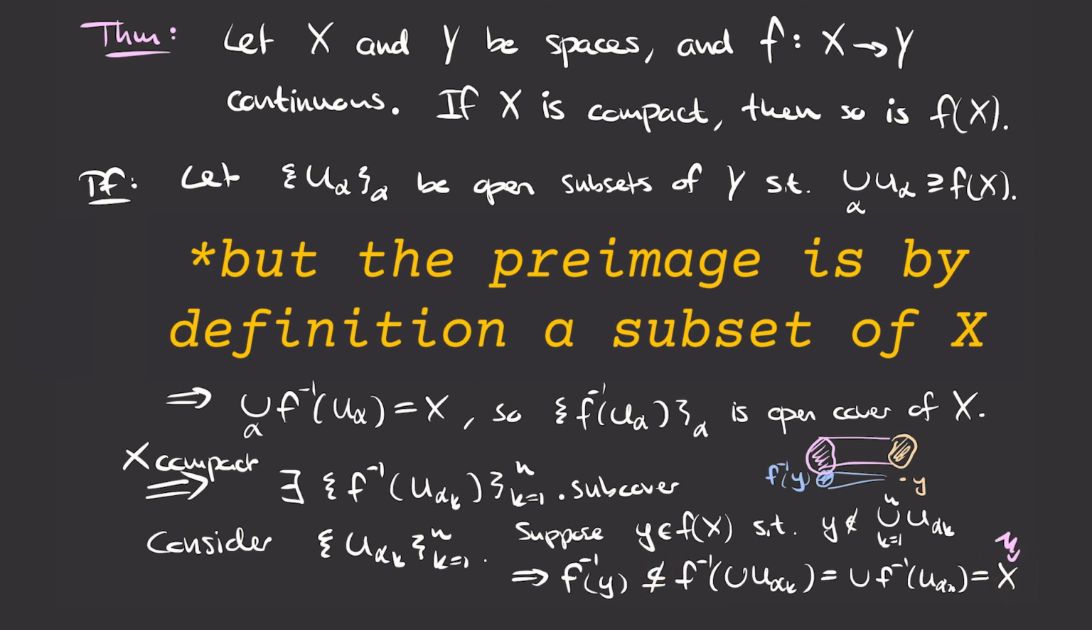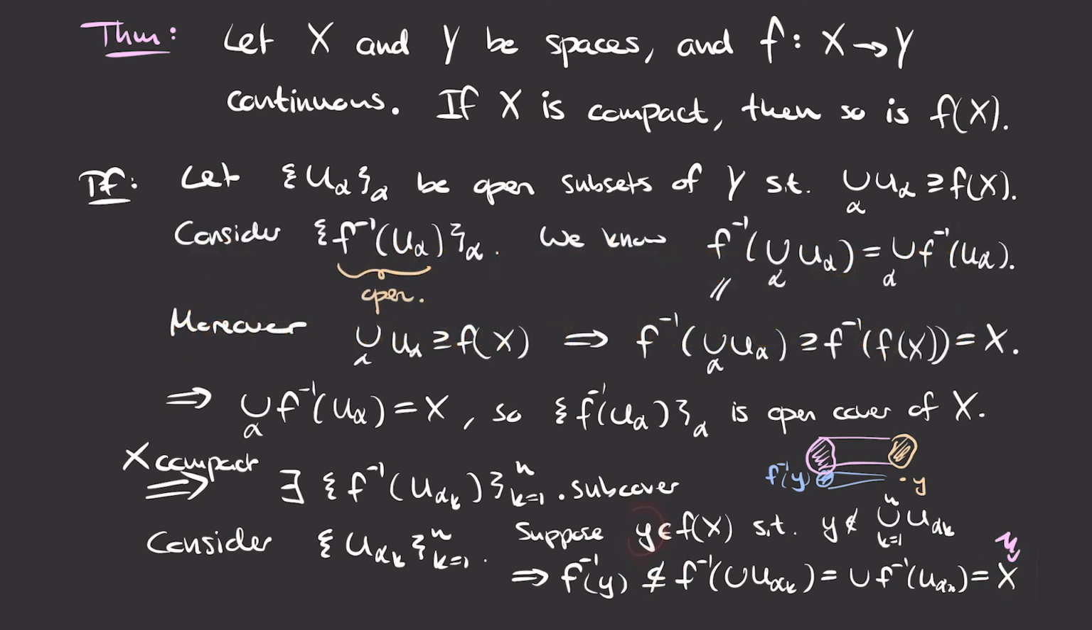Therefore, we conclude that there can't be any point y in the image that is not contained in this union. So therefore, the union of these U alpha k's must contain the image f of x, and this is exactly what we need in order to apply the lemma, and this shows that the image f of x is compact.